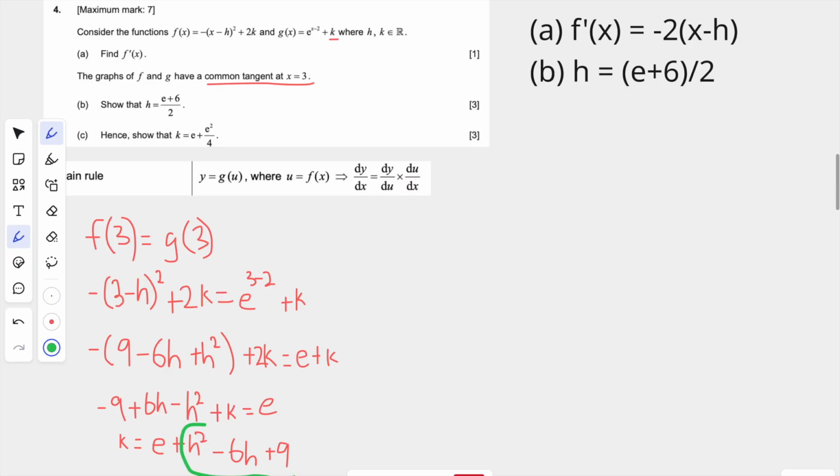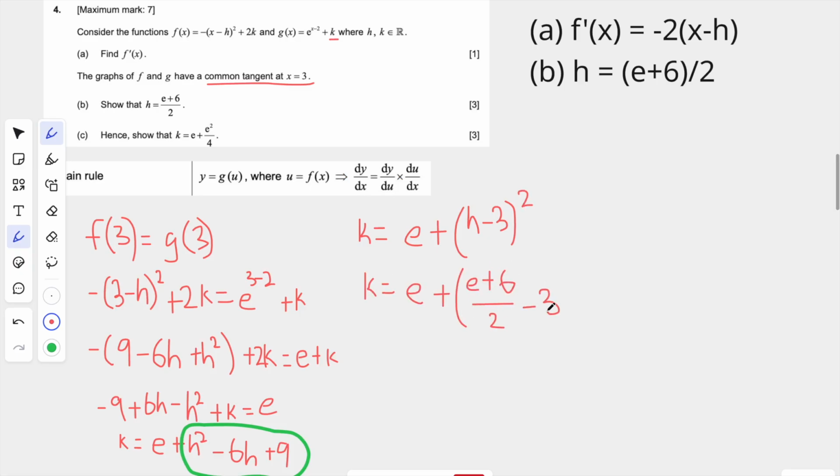Notice how we can factorize h squared minus 6h plus 9 into (h minus 3) squared. Substituting h for e plus 6 divided by 2 into this, we can simplify the terms inside the brackets and end up with k equaling e plus (e divided by 2) squared.